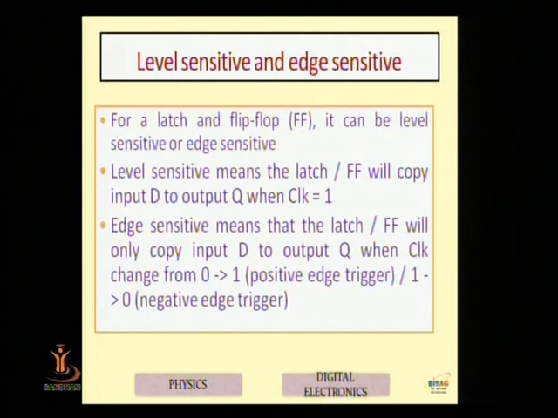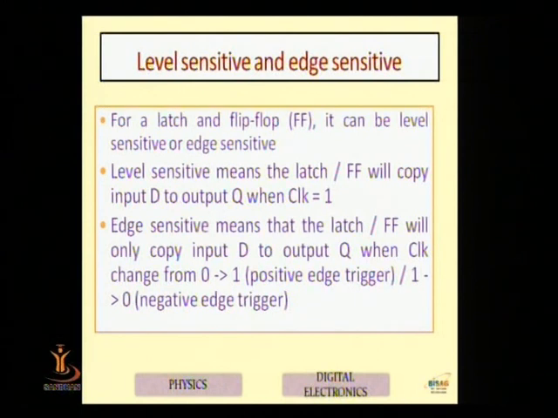Now the level sensitive and edge sensitive types of clock pulses. The words I have written, level sensitive and edge sensitive, are very important when we deal with flip-flops. I am just keeping the word in your mind that a flip-flop is a device used to store a bit in a given system. If you use one flip-flop, you have 2 possibilities: either you store 0 or you store 1. So a latch or flip-flop can be level sensitive or edge sensitive.